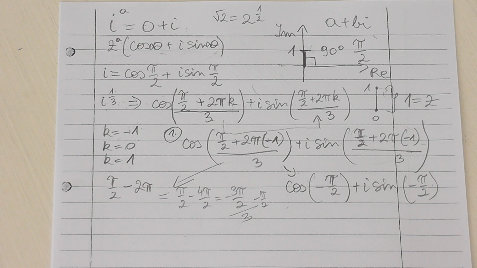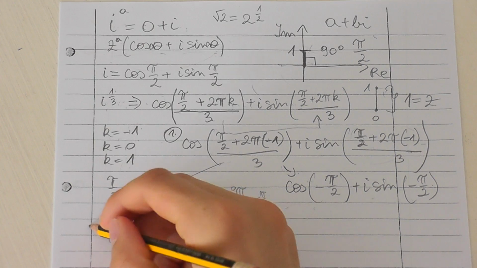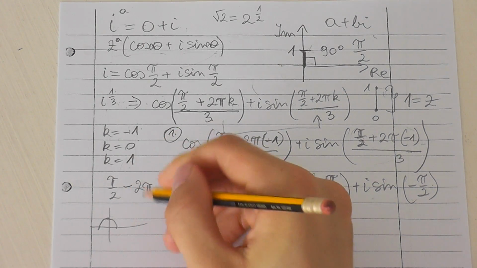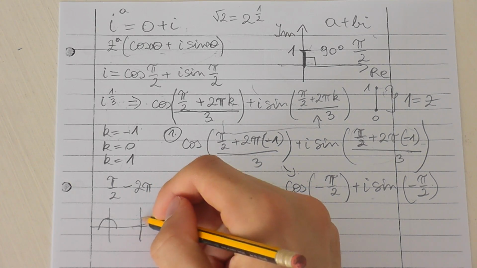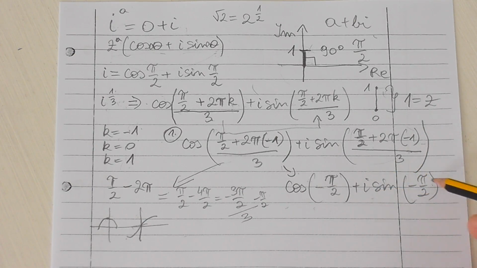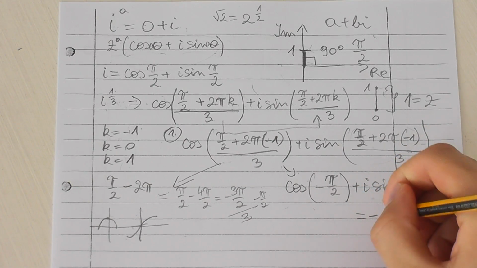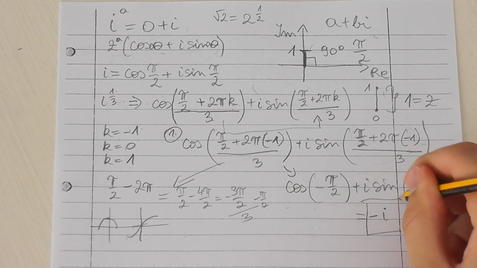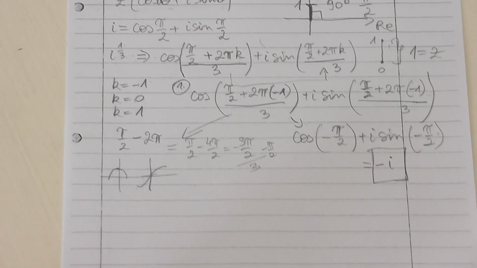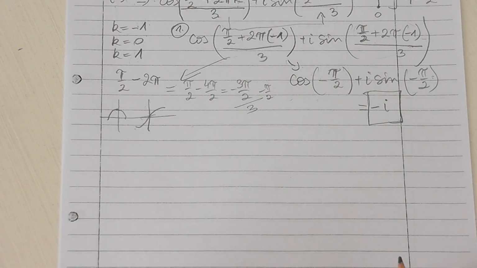Cosine of minus pi over 2, sine of minus pi over 2, these are obviously very easy. Or perhaps it's easier with cosine than with sine. If you just visualize your graphs, cosine of minus pi over 2 is of course 0, and if you think of sine of minus pi over 2, it's just minus 1. So the only thing that's left is minus 1 here, which means that our first root is minus I. Ta-da! Root number 1.